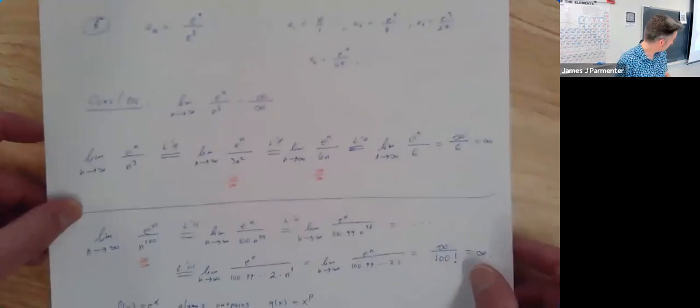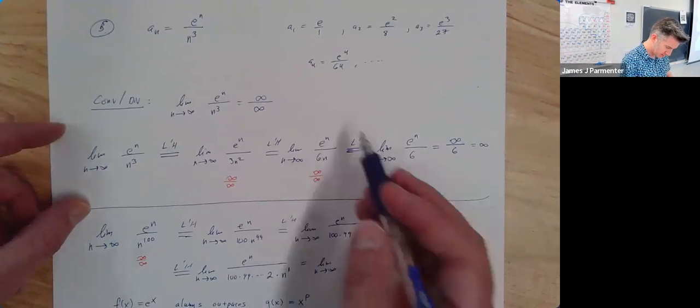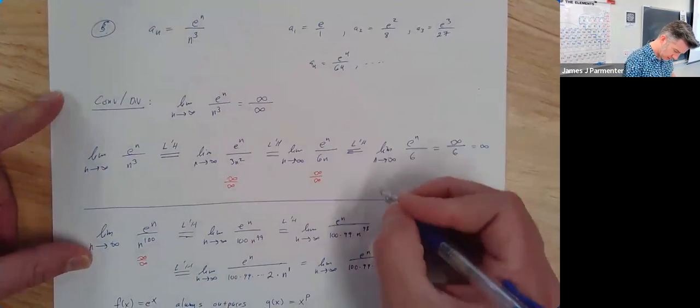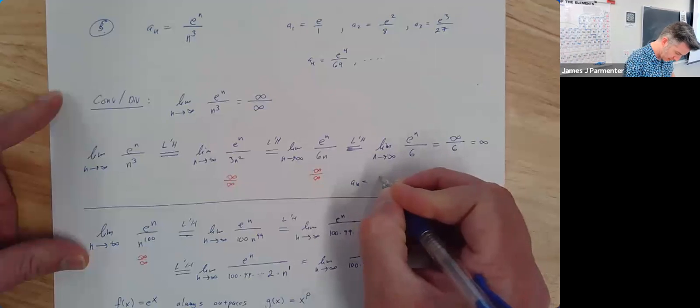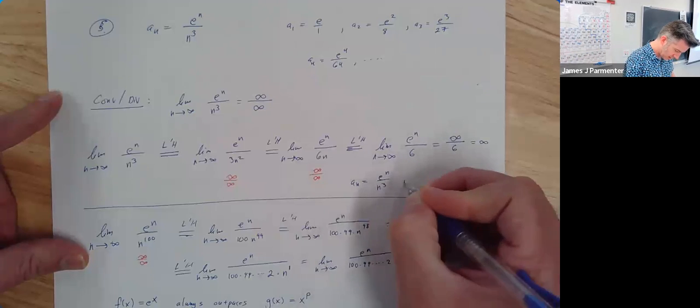Okay, let's go back here for a second. Sorry. So I'll just point out here that a n equal to e to the n over n cubed diverges.